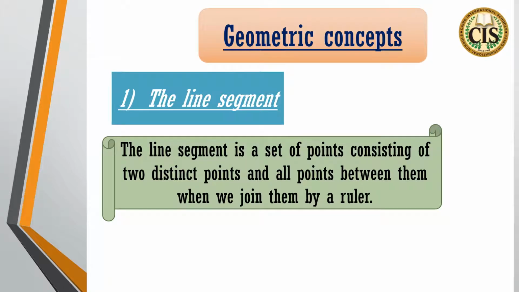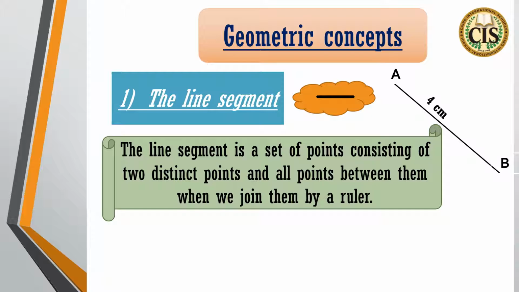The line segment is a set of points consisting of two distinct points and all points between them when we join them by a ruler. We studied before the line segment has two end points, and the symbol is as this. The symbol on the top of the two letters is used to denote the line segment. The opposite figure represents the line segment whose end points are A and B, and it's denoted by AB or BA.